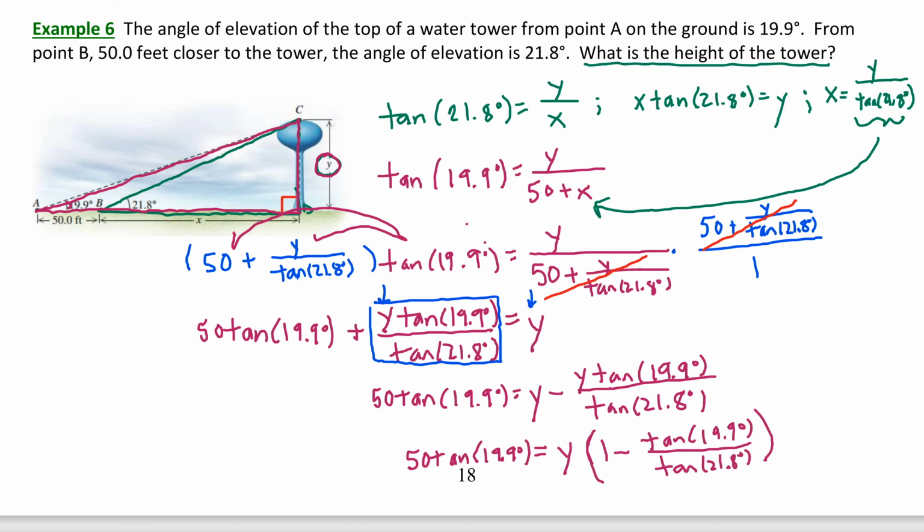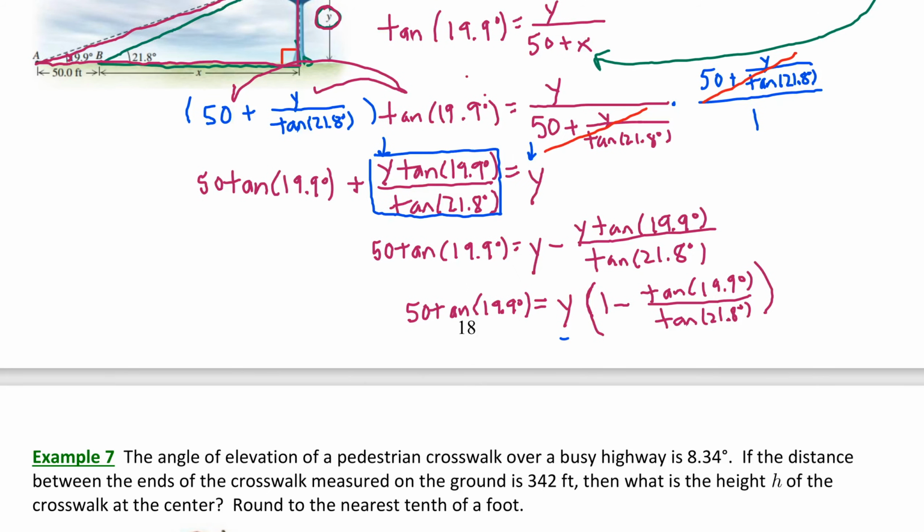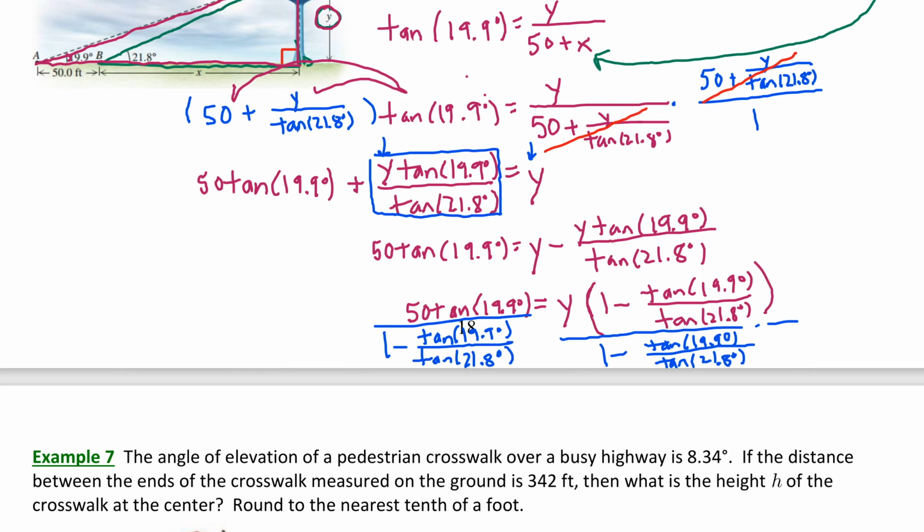So the last step is to isolate y, and we can isolate y by dividing both sides by that big factor on the right. So both sides will be divided by 1 minus tangent of 19.9 degrees divided by tangent of 21.8 degrees. I'm about out of room. How about y'all? I bet you are as well. The further you progress into your mathematics, the smaller your handwriting will become. So by the time you get to differential equations, you're going to be writing really tiny and precisely. Don't say I didn't warn you.